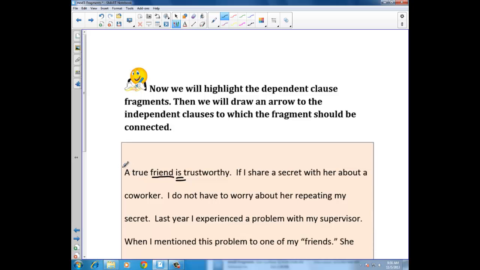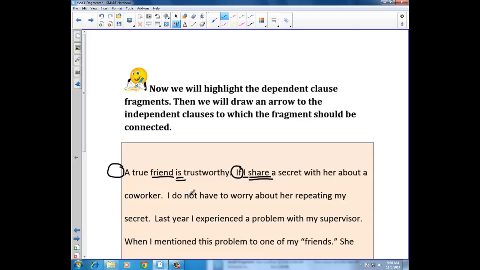Is there a subordinating conjunction in place here? Remember that we call these boo-boo is wah-wah-wah words or subordinating conjunctions. As you can see, there is not one present. Therefore, the group of words, a true friend is trustworthy, is a simple sentence and not a fragment. And the second group of words, if I share a secret with her about a coworker, this time you have the verb share, you have the subject I, and you have a subordinating conjunction if.